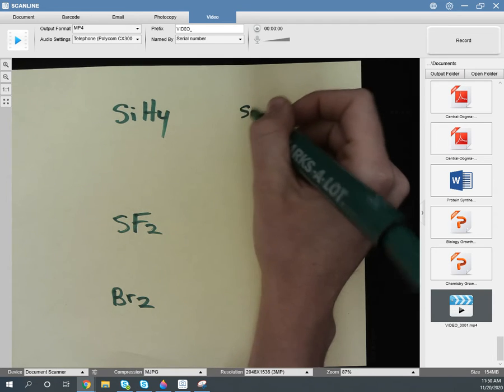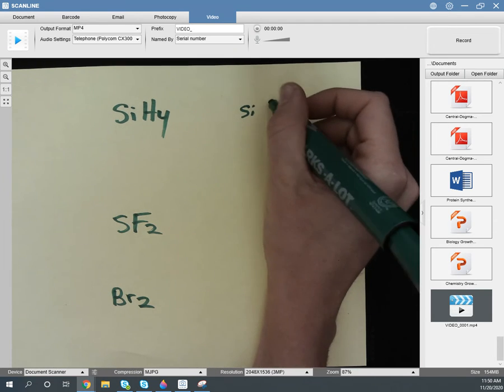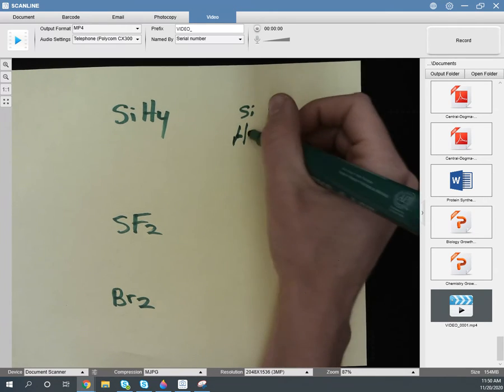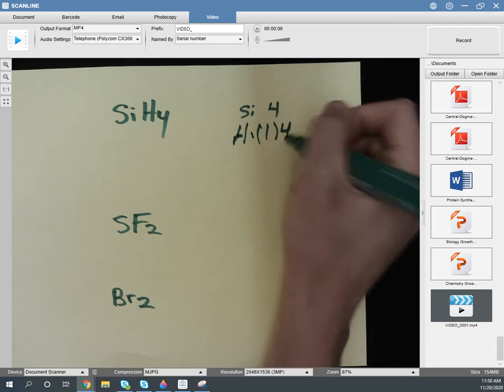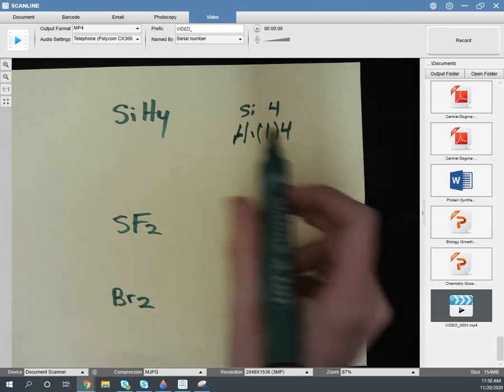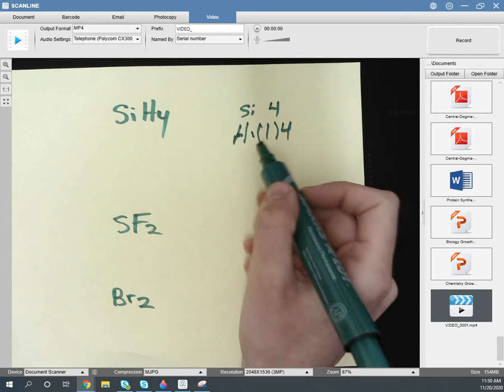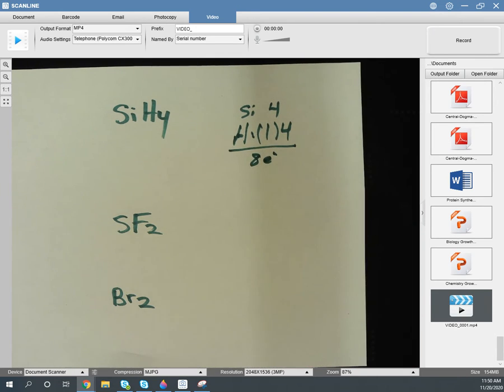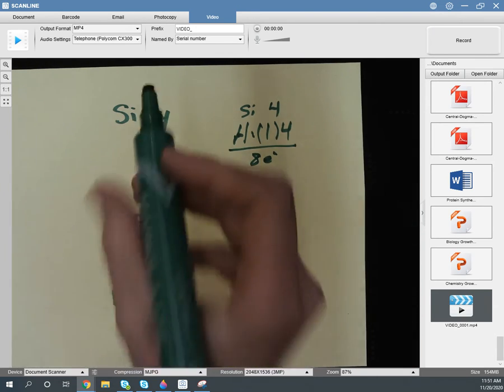So silicon is in group 14. It's going to give us 4 valence electrons. Hydrogen is in group 1. It's going to give us 4 because there's 4 hydrogen atoms in this molecule. So we're going to take that 1 valence electron times 4, which means there's a total of 8 valence electrons that we're going to draw in this Lewis structure.